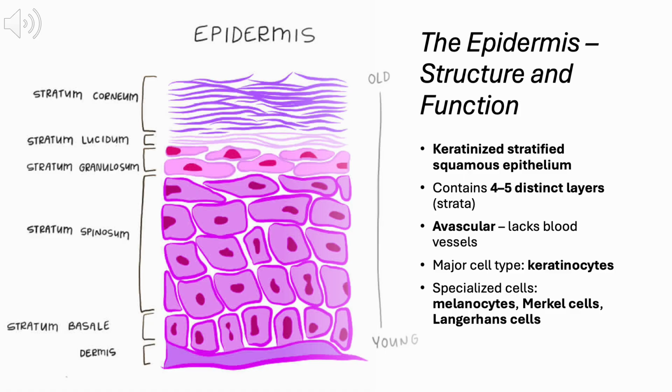The primary cell type in the epidermis is the keratinocyte, which produces keratin and forms a protective barrier. But there are also specialized cells. Melanocytes produce melanin for UV protection. Merkel cells serve as touch receptors, and Langerhans cells function as immune defenders. Together, these cells make the epidermis more than just a surface. It's a highly specialized layer that defends, senses, and adapts.